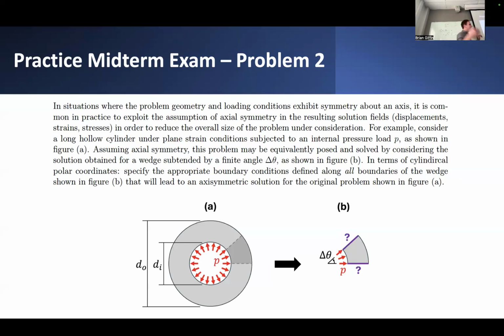Okay, so let's start with the easy one. We're going to have to use cylindrical polar coordinates. That's a little unfortunate, but it's not so bad in this case because it's basically just a pure cylinder. So tell me, let's go segment by segment and define the boundary conditions for this problem. First of all, let's make sure that we remember the definition of traction. What is the definition of traction on a surface?